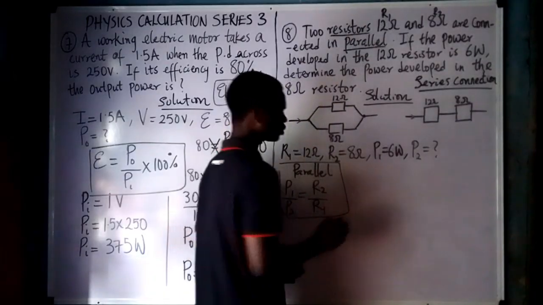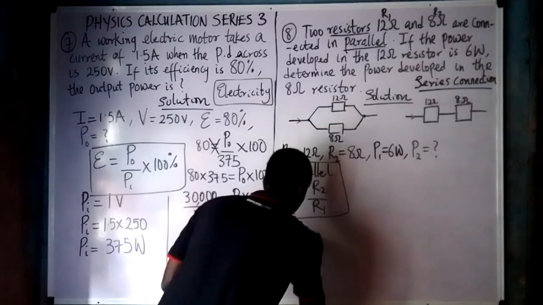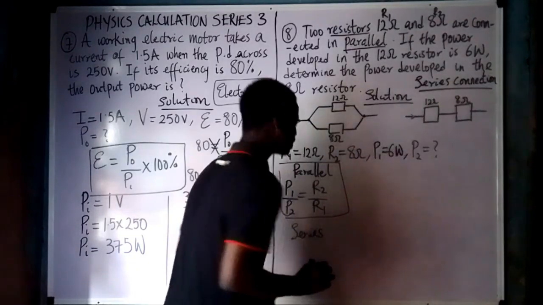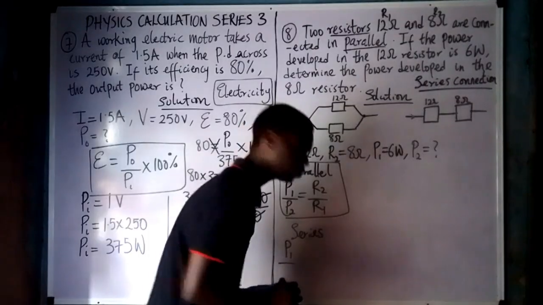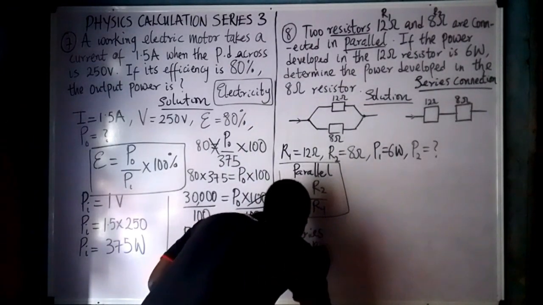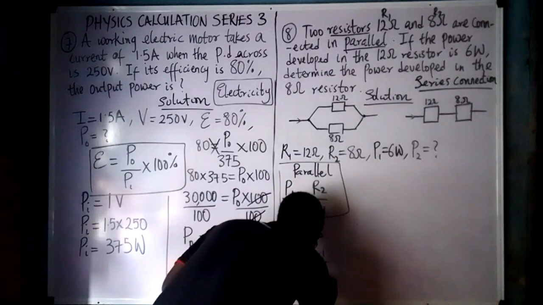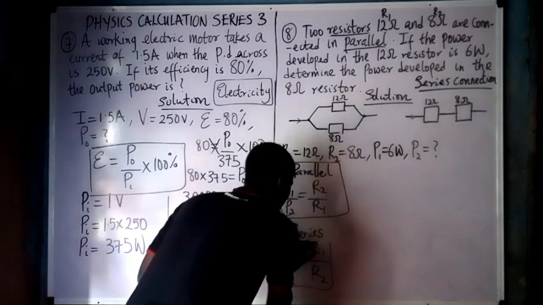Then for series connection, what if they were connected in series? Let me write it here to save my space. The power developed in the first resistor over the power developed in the second resistor will equal R1 over R2. So observe something, observe what happened here.